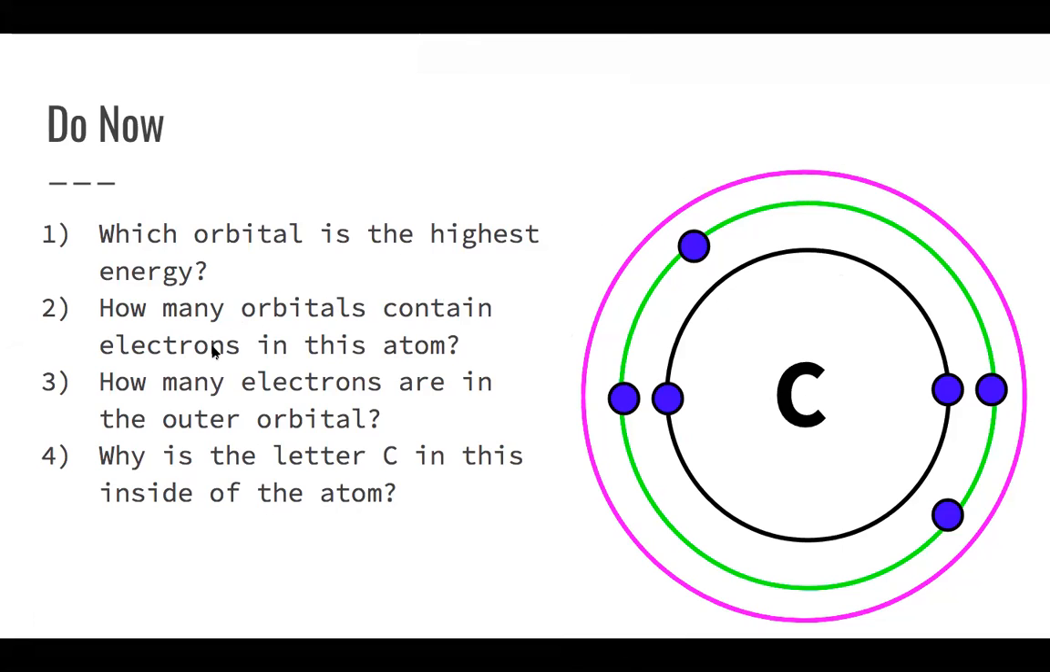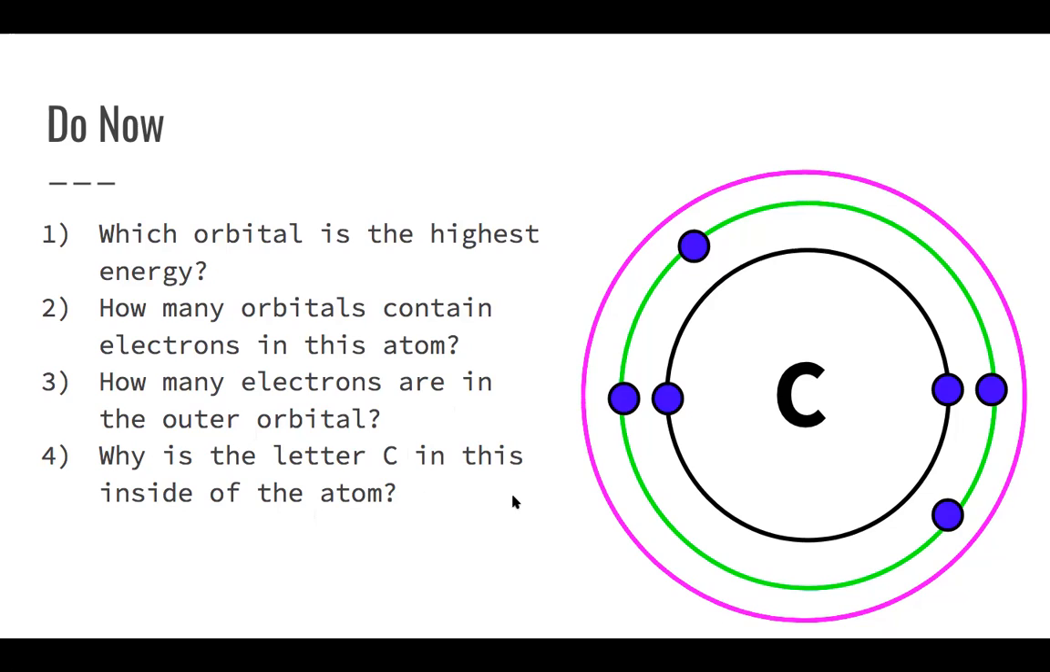How many orbitals contain electrons in this atom? Two different orbitals. The black orbital has electrons in it, and the green orbital has electrons in it. How many electrons are in the outer orbital? Some of you might have said zero because you'd say pink is an outer orbital. Some of you may have said four because the green is not the innermost orbital; it's outside of the black one. So this has four electrons in it. Both are correct because outer orbital is kind of vague.